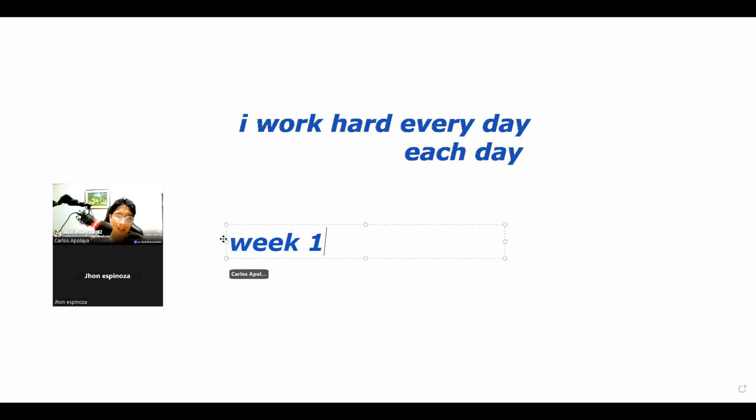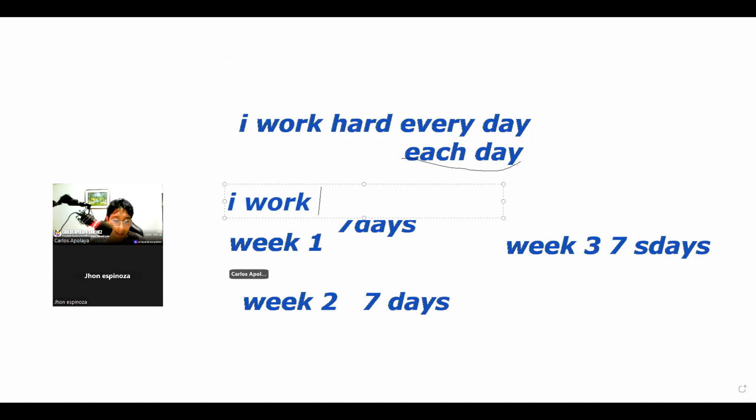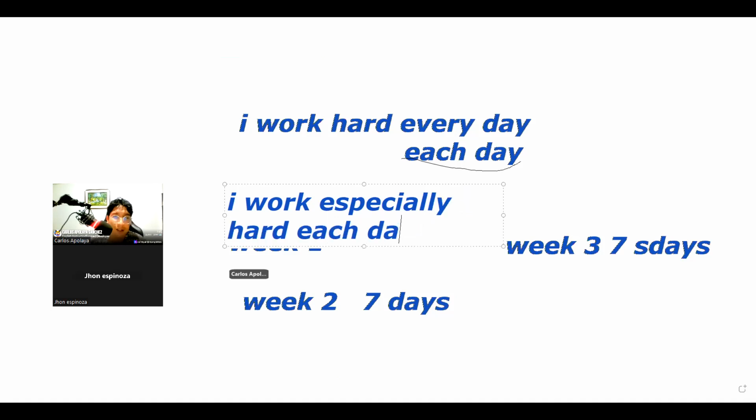But look at this. This is week number 1. It has 7 days. Then we have week 2, and it has 7 days. We have week 3, and it has 7 days. So when you say I work hard every day, it means that you work hard week 1, week 2, week 3, week 4, week 6, week 7, week 8, right? Every. But when you say each day, you have to choose one. For example, I work hard every day, but in week 1, I worked especially hard each day.